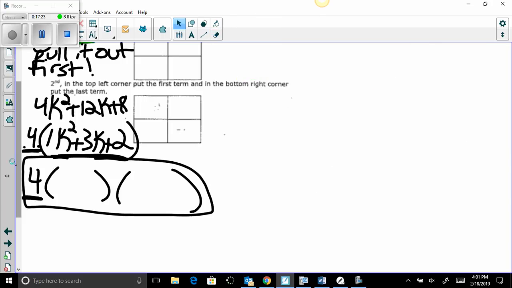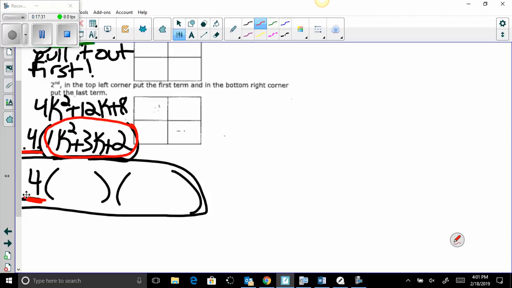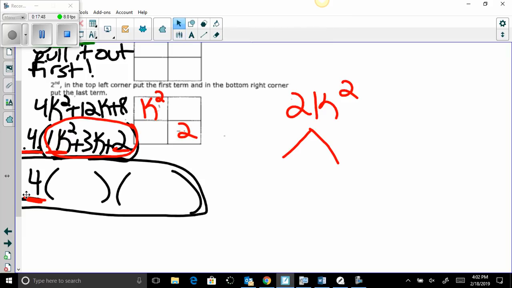All right, step 1, in the top left corner. So now I'm just factoring this part since I pulled out the GCF and I kept the GCF for later on in my answer. So the first term goes to the top, the last term goes down below. Remember, step 3, multiply them together. So 2k squared. So I want to find factors that multiply to give me 2k squared and add to give me the middle term, which is 3k.